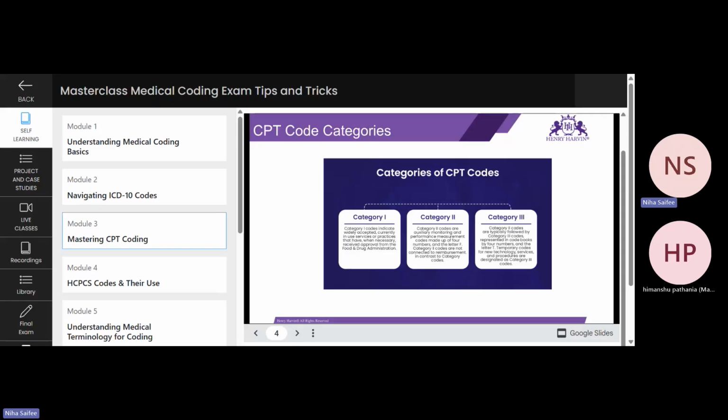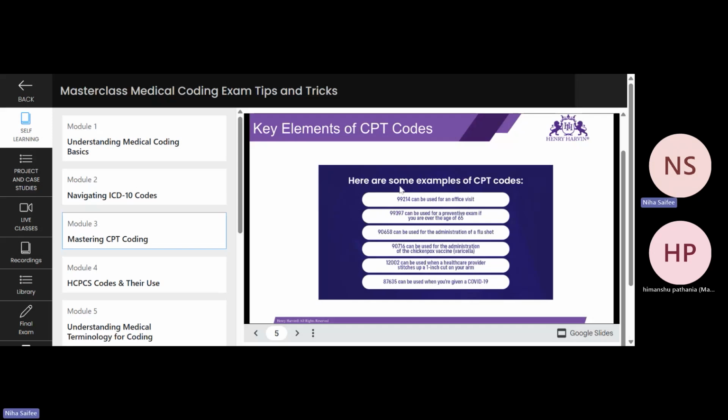Now, category 3 codes again have 4 numbers, and the last is the letter T. So this is how you check for category 3 codes. There will be something like 1000T. Capital T. So category 2 is letter F, and category 3 is letter T.